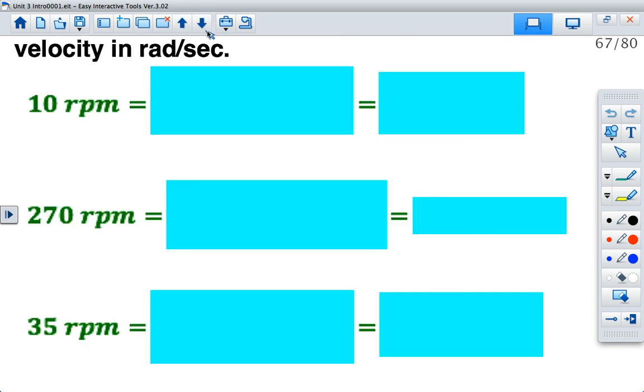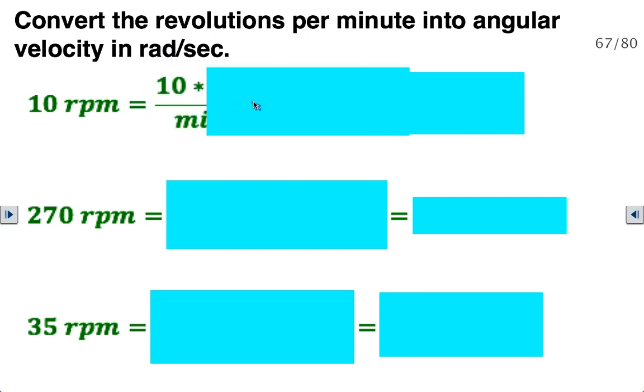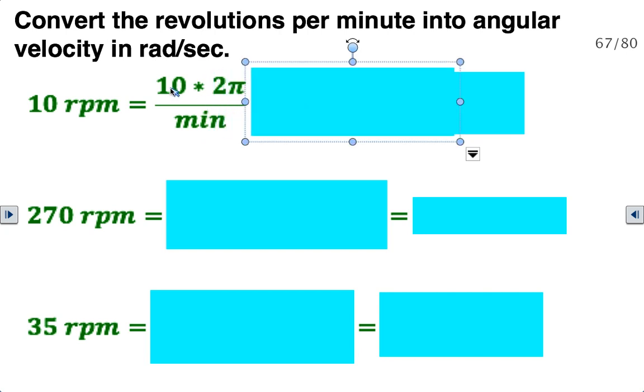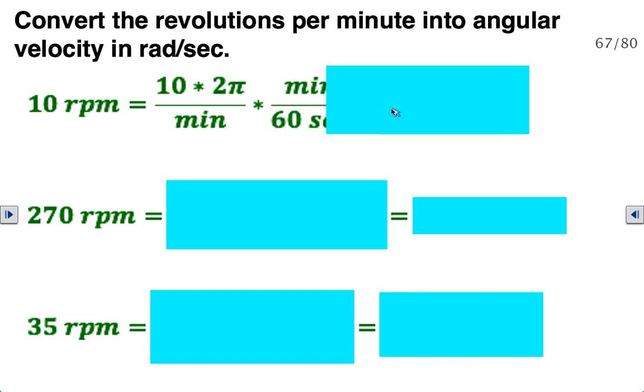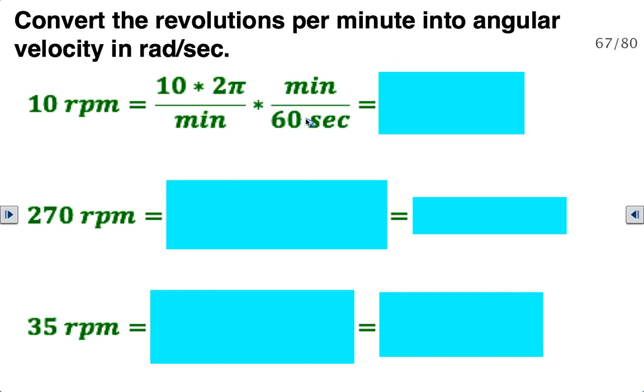Okay, whoops, I skipped one. All right, convert the revolutions per minute into angular velocity in radians per second. There's 2 pi radians in each revolution. So you're first going to multiply by 2 pi, and you get your angular velocity in radians per minute. But we want radians per second, so to get rid of the minutes, we have to divide by 60.